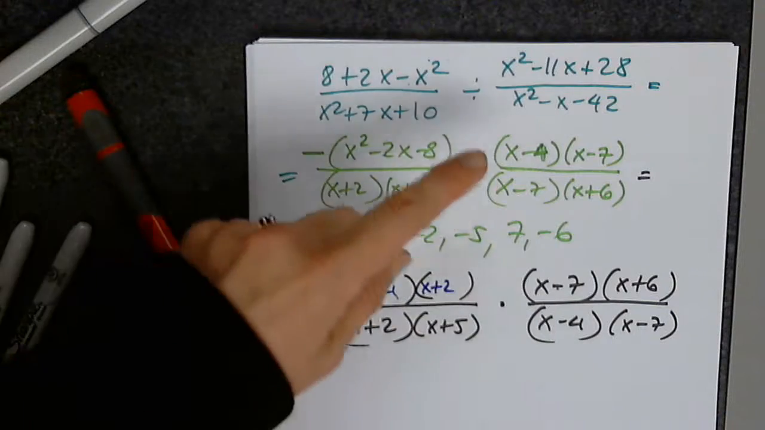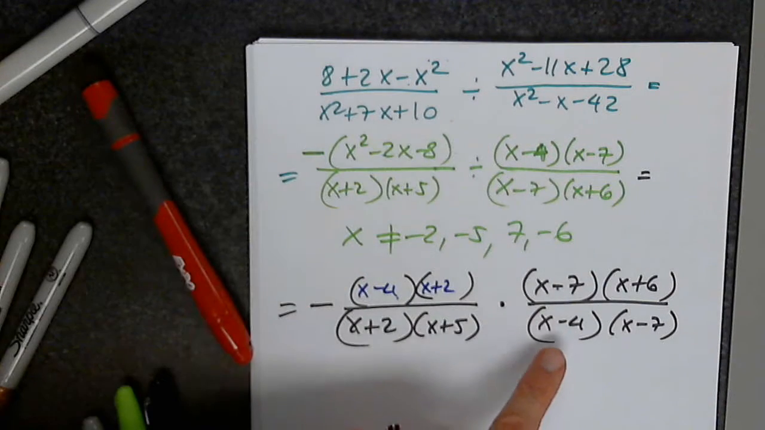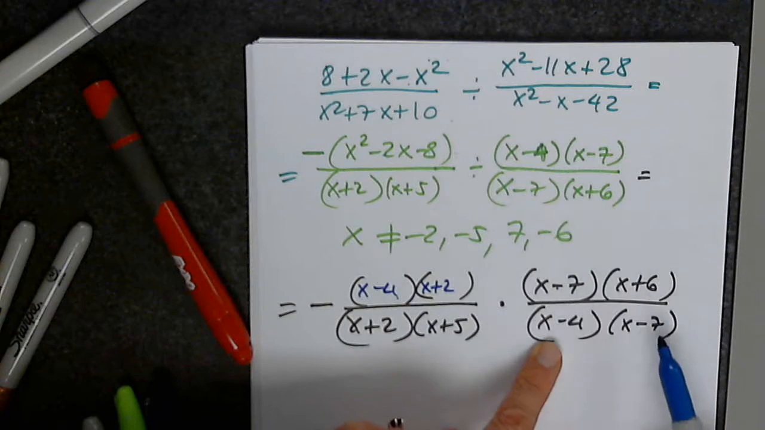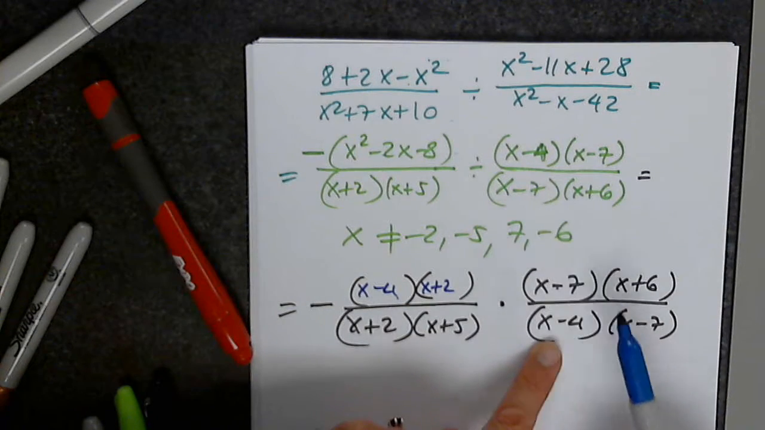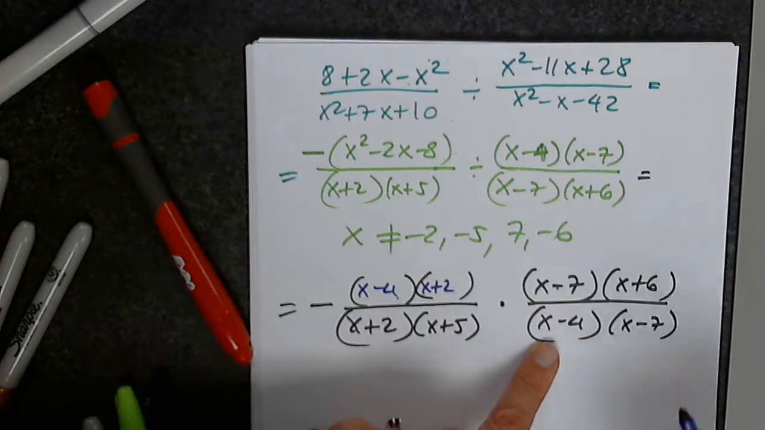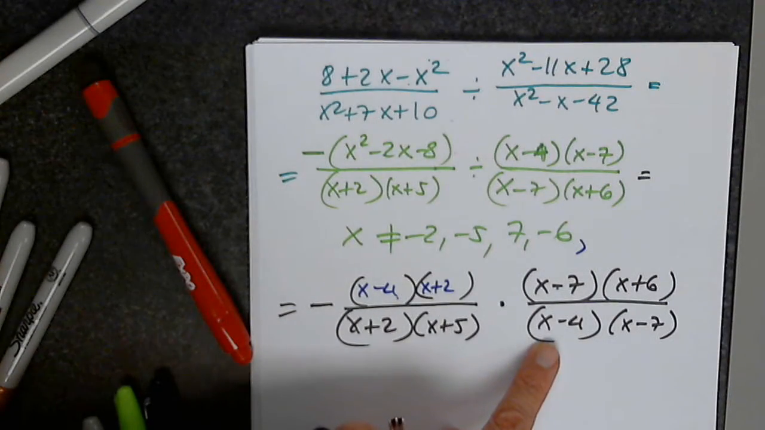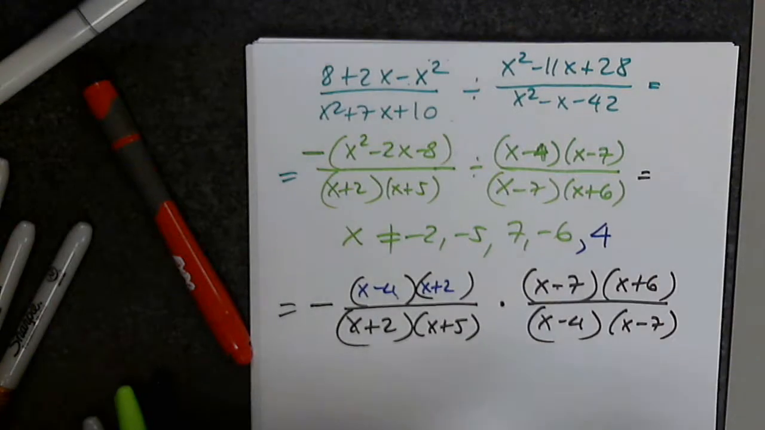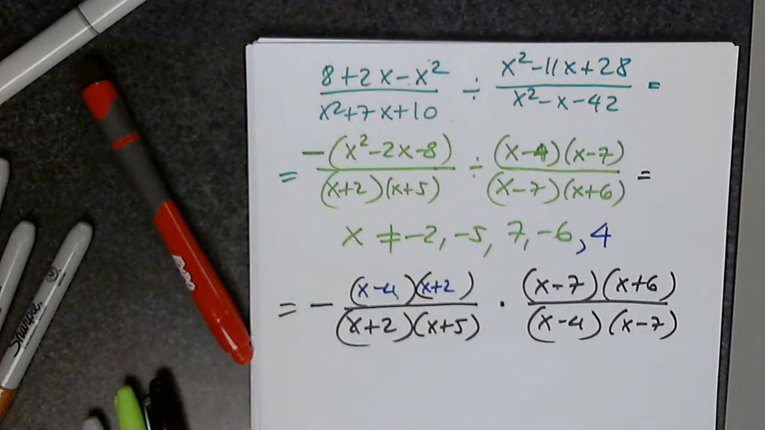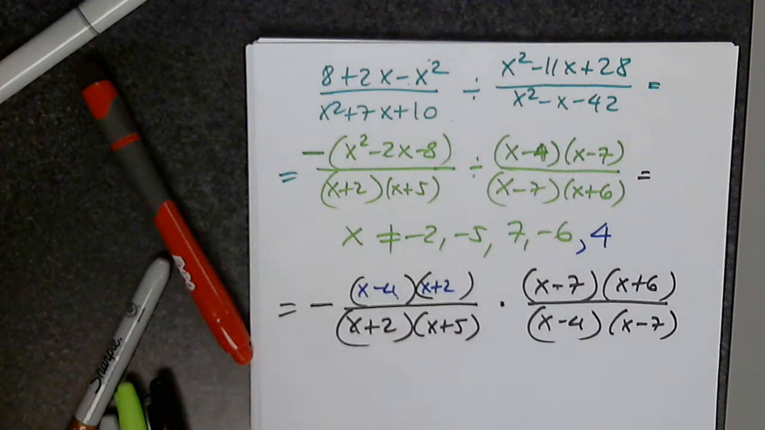And now, when I flip the second fraction, I obtained a new factor in the denominator that I did not have before. X minus 7 I did have before, but x minus 4 I did not. So I have to add to the list of restrictions one more number, which is 4. Now I'm finally free to do whatever I want. Not really, but simplify. So what goes away?